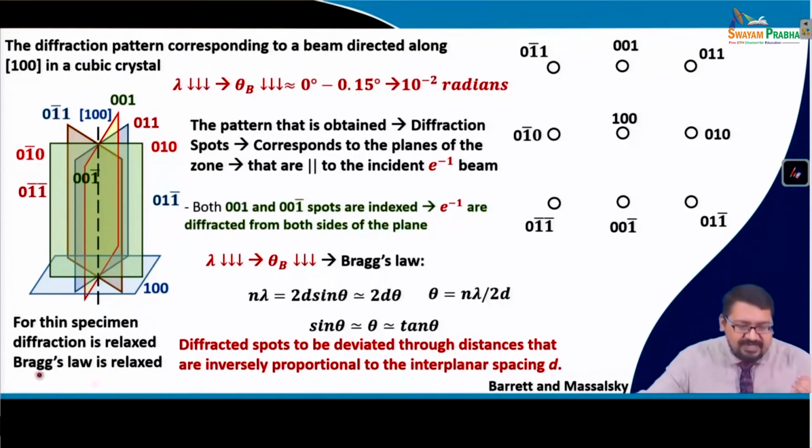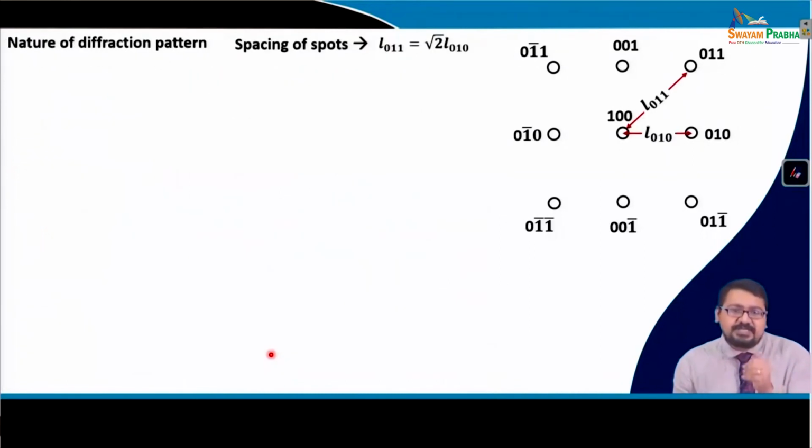So, for a very thin specimen, and we know that for TEM we need a very thin specimen, the diffraction also becomes relaxed, because you see the reciprocal lattice becomes elongated while the sample thins down. We will come to that in the next slide, but you see the diffracted spot is basically displaced through a distance which is inversely proportional to the actual interplanar spacing. What do we mean by this? We will show you in the next slide.